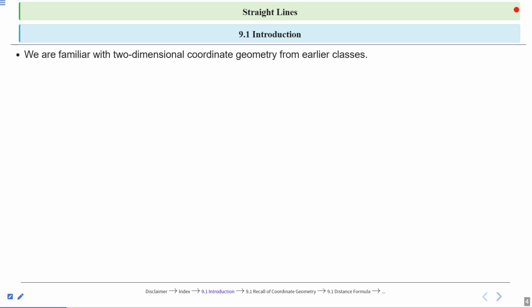In our earlier classes, we are familiar with two-dimensional coordinate geometry. In our previous class, we have already studied two-dimensional coordinate geometry. Mainly this chapter is a combination of algebra and geometry. In the straight lines chapter, we will use algebra together with geometry.